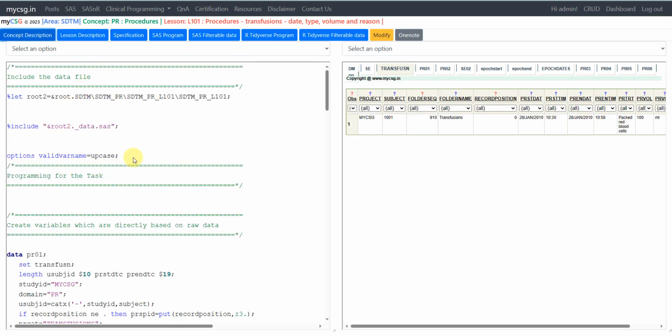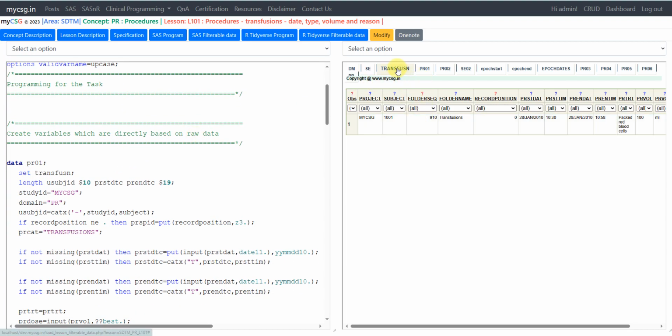So here on the left hand side of my screen, I have my SAS program, and on the right hand side, I have my input dataset and output dataset. That would be an intermediate dataset that will be generated out of the codes, and then the final dataset that is created.